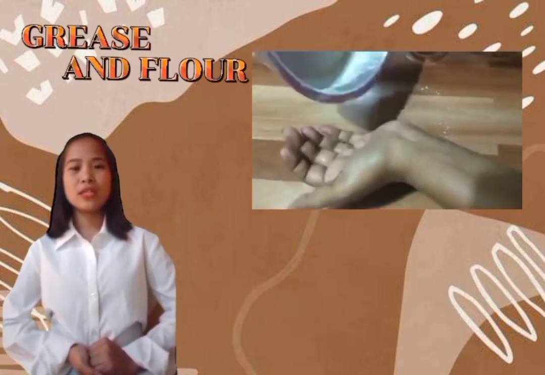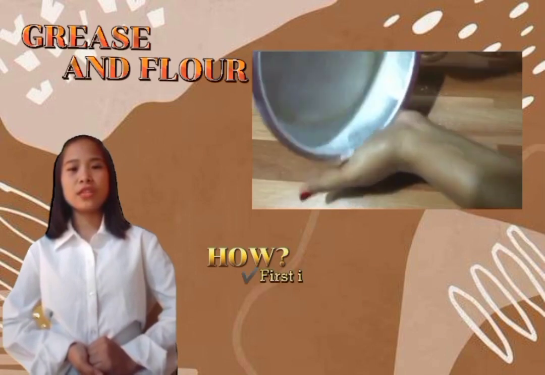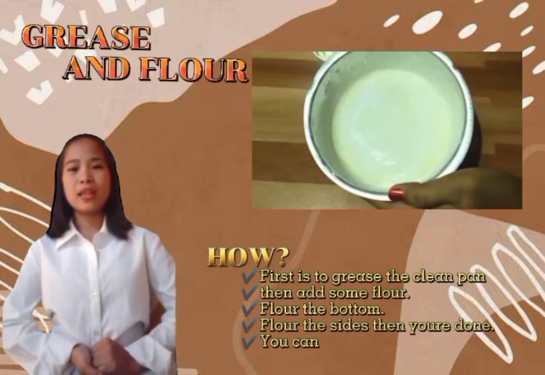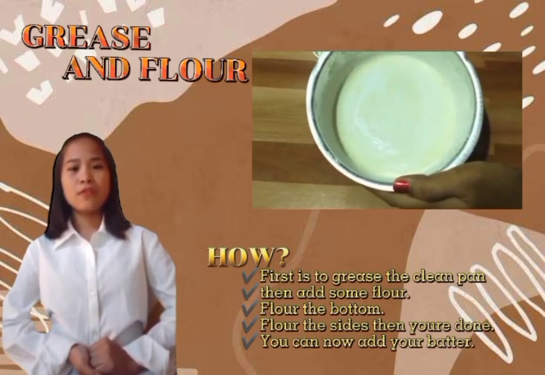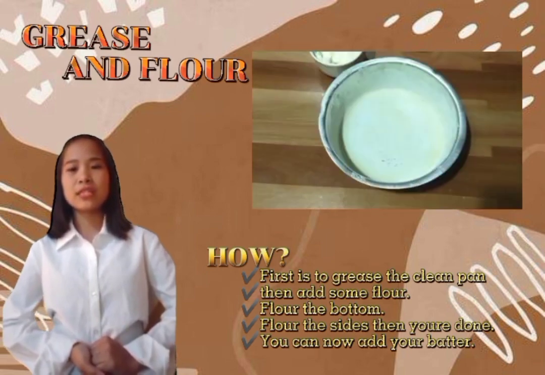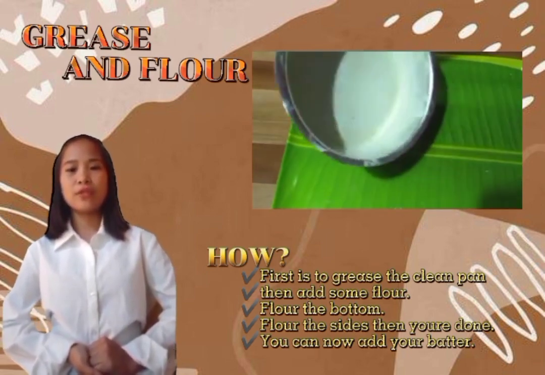Now, here is how you grease and flour. First is to grease the clean pan, then add some flour. Flour the bottom, flour the sides, then you're done. You can now add your batter.